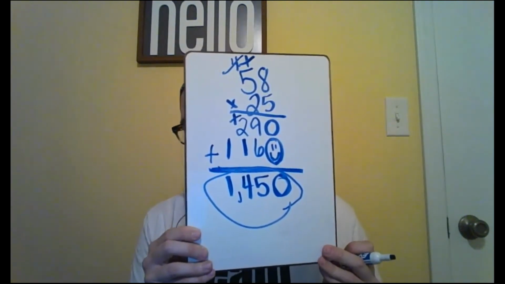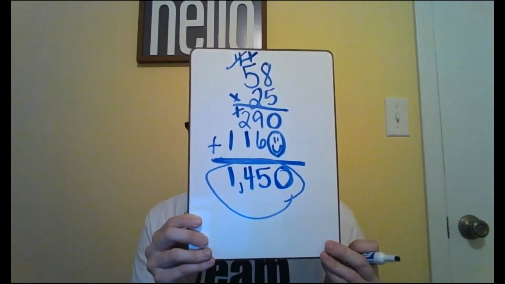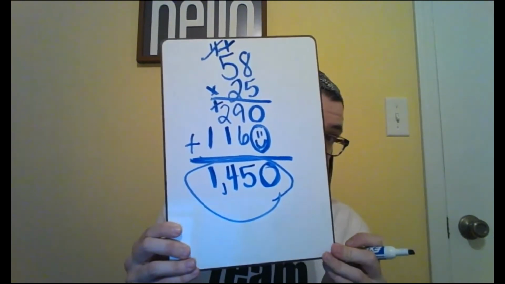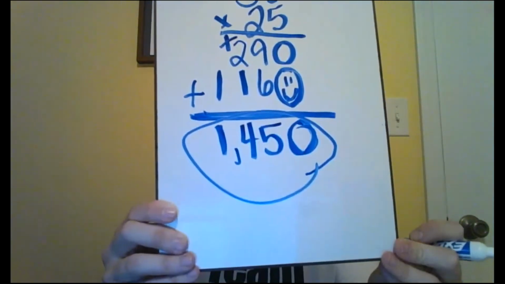Let's double check with Siri. Hey Siri, what is 58 times 25? 58 times 25 is 1,450. We got it, 1,450. So that's how you do the standard algorithm. When you do the standard algorithm, do not forget to use that happy 0 on that second row, or your problem will not work out and you'll have a sad teacher.